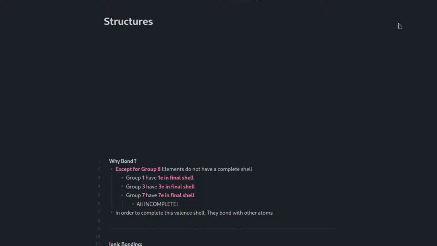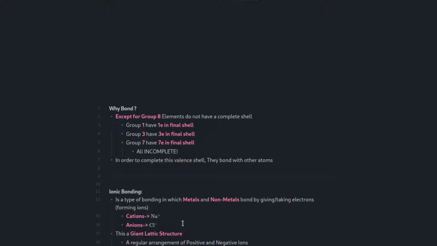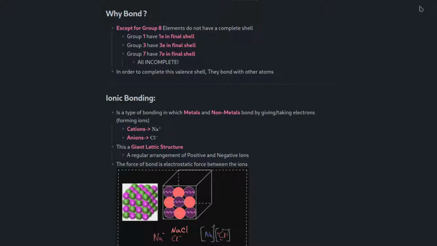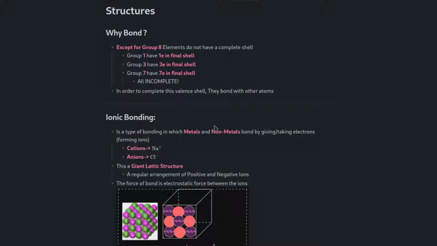Now, first of all, we need to understand why exactly they bond. Well, they bond because they do not have a complete shell. Their incomplete shell is the reason why they bond in the first place. And when they do that, this allows them to complete their shell.